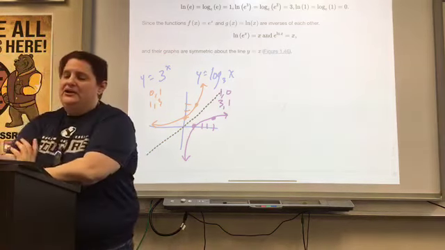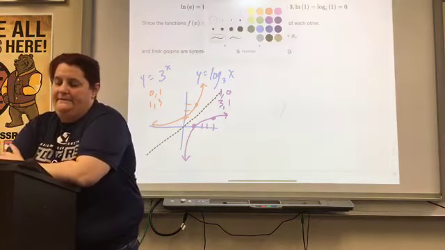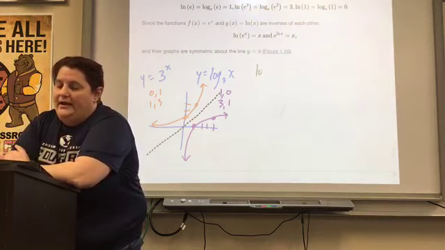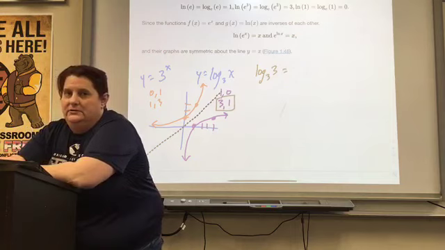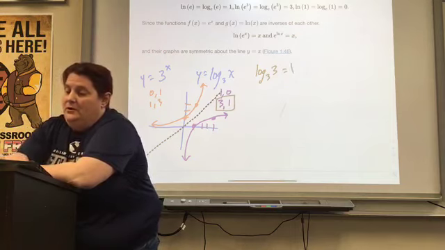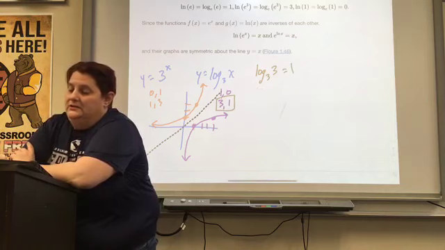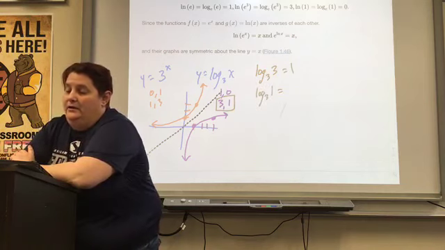Now, check this out, guys. Look at these 2 points right here. What's log base 3 of 3? It's 1. Log base 3 of 3 is 1. What's log base 3 of 1?